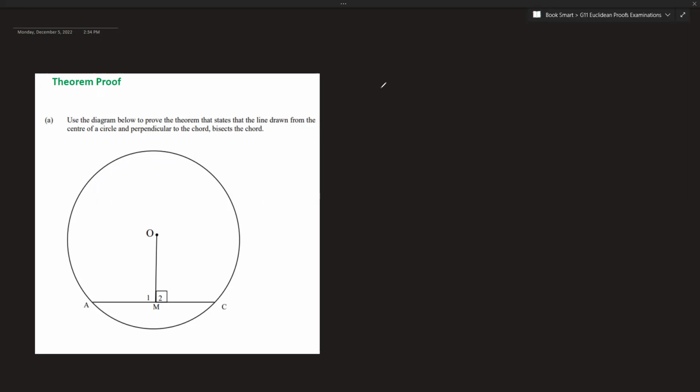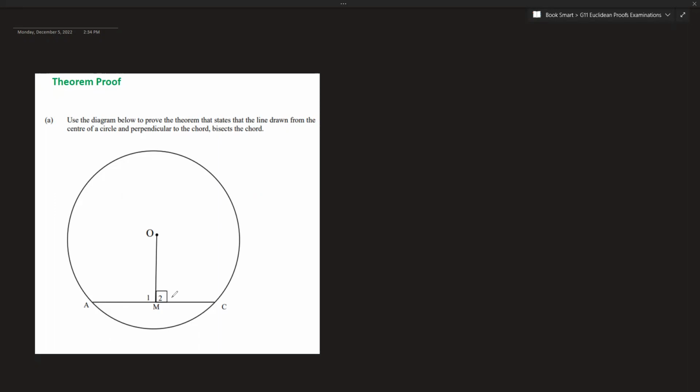Here we're going to prove the theorem that states that the line from the center perpendicular to the chord bisects the chord. So we have a line OM which is from the center O, and it is shown that it is perpendicular to the chord AC. So we need to show that this line is going to cut AC into two equal parts. So we have to show that AM equals MC basically. We have to show that this side is equal to that side.